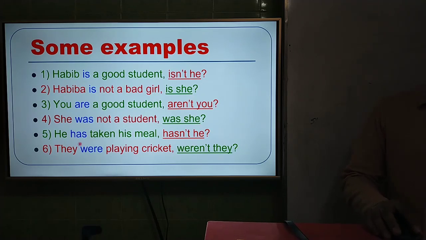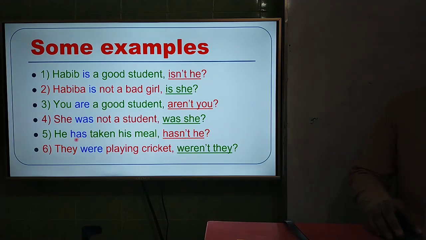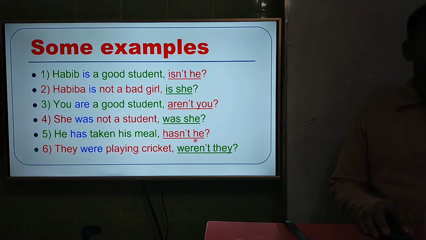Now the fifth one, question number 5, he has taken his meal. Here the auxiliary verb is "has", and as the sentence is affirmative, the take question will be negative. So if we add "not" with "has", it will be "has not", and we have to write it in short form, so it has become "hasn't". And "he" will be "he", and you see that here "he" is in small letters.